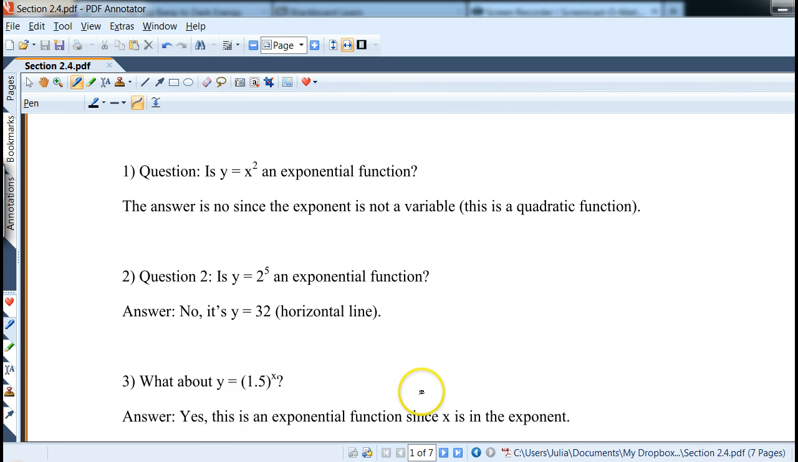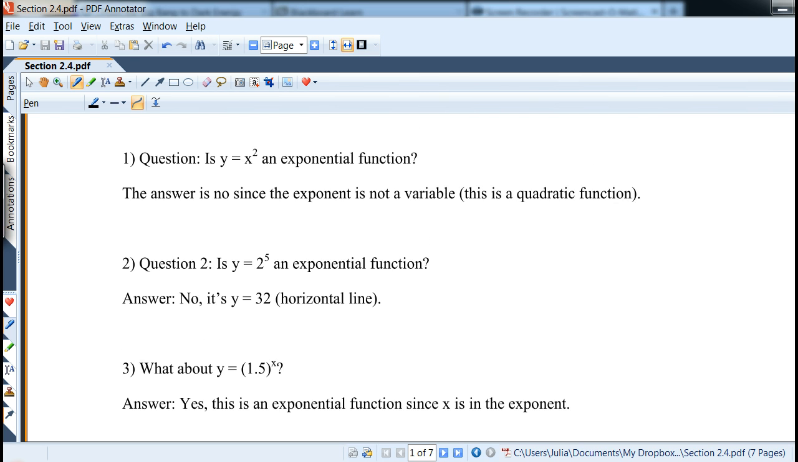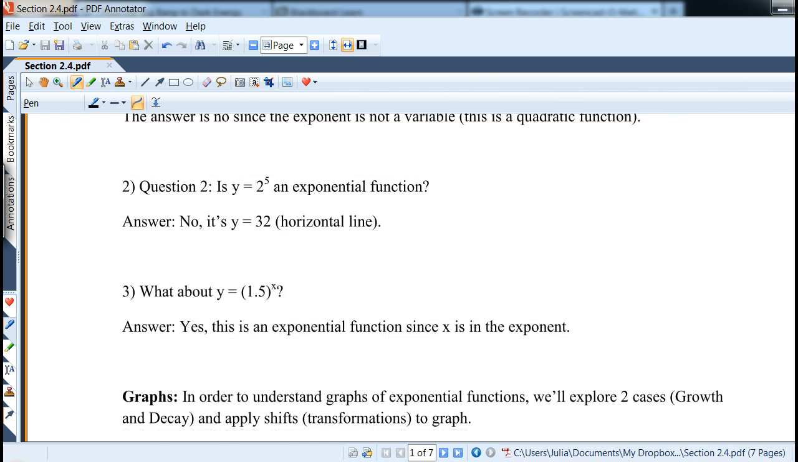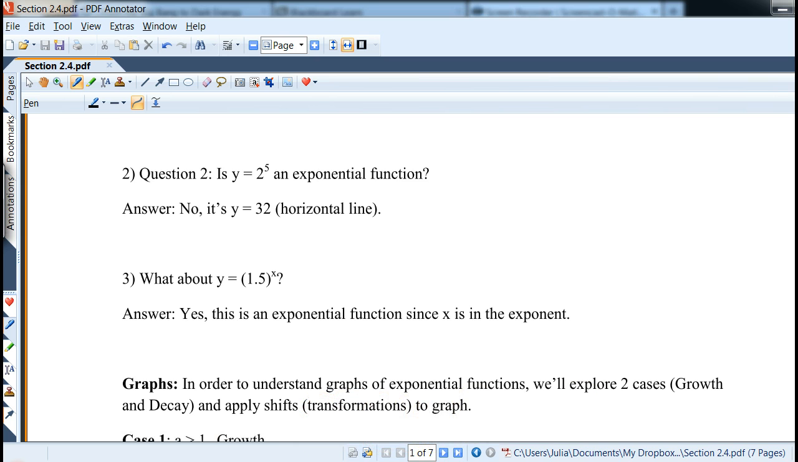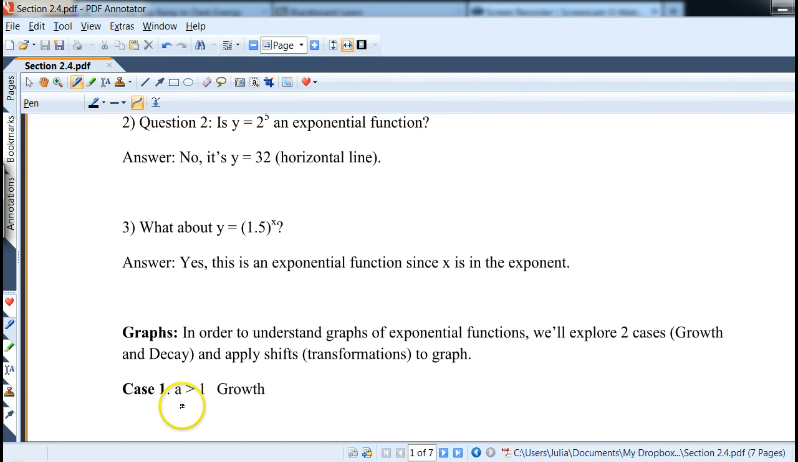What about y equals 1.5 to the power of x? Yes, this satisfies the definition of exponential functions, since x is in the exponent. How do we graph? Well, there are two cases which simplify it quite a bit. There is a growth and decay. It really has to do with what the base looks like. And we can also apply shifts, the transformations that we learned earlier with polynomials and so on. So the base is bigger than 1. First of all, the base has to be greater than 0 in order for the function to be continuous. We're only going to talk about positive bases.